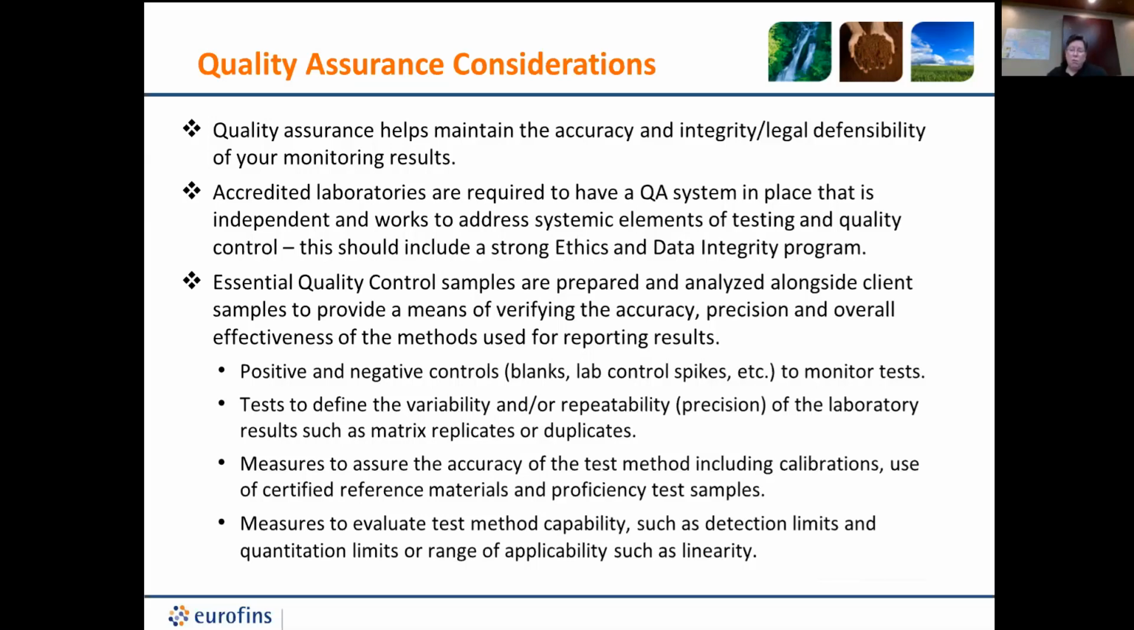Positive and negative controls are important, and we do this to monitor tests. Are we creating contamination in your samples? Are we really getting out of them what we say we're getting out of them? You know, are tests defined that can handle the variability, and can we get precision of the data? Do we use replicates or duplicates? Does a lab have in place measures to assure the accuracy of test methods?